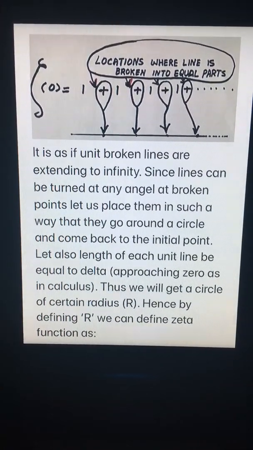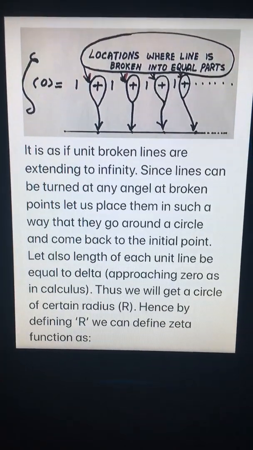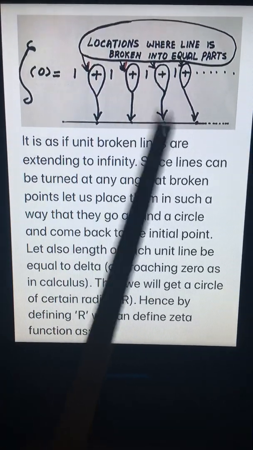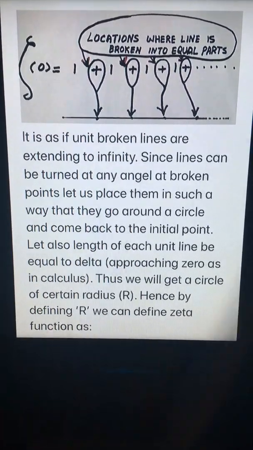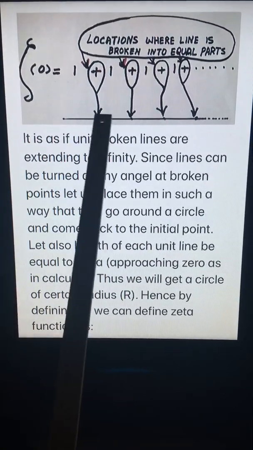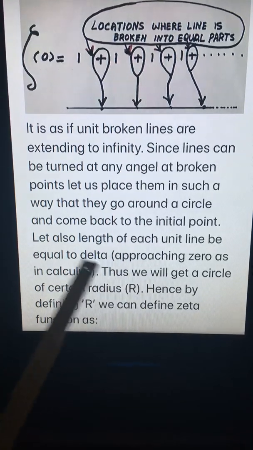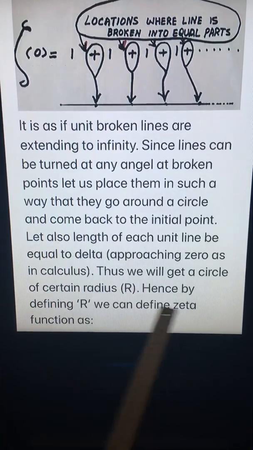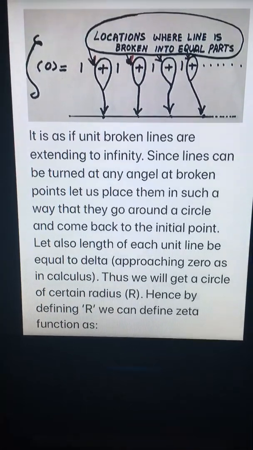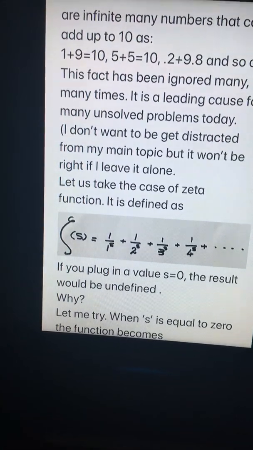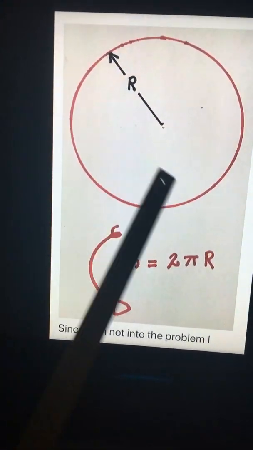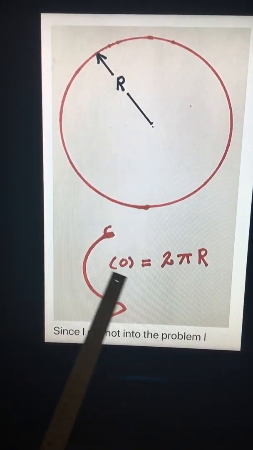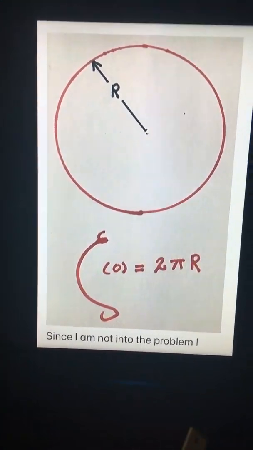Otherwise, I forgot the name, but it will come around, but it will have a very very small line around them. So thus we will get a circle of certain radius r. Hence by defining r, we can define the zeta function as this. So once we get the circle, we can say that the zeta function of 0 is equal to 2 pi r.